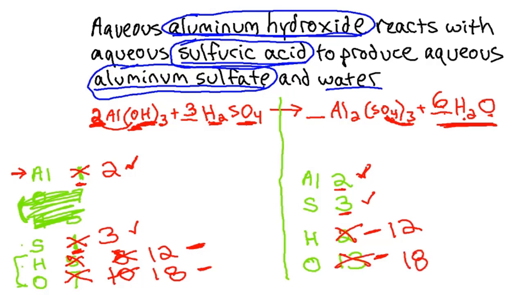Now look, we have 12 hydrogens on the left, 12 hydrogens on the right, 18 oxygens on the left, 18 oxygens on the right. And if you wouldn't have rearranged this to save your hydrogens and oxygens for last, this could have been much more confusing balancing of the equation. But if you move your hydrogens and oxygens and save those for the last, they usually just work themselves out pretty well.